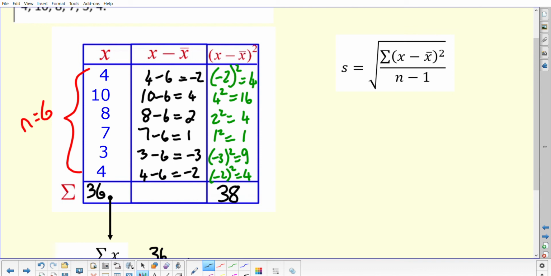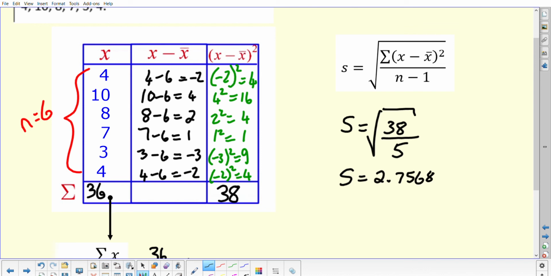And we can go straight to our formula for standard deviation, and that number, the sum of x minus x bar squared, is what's going on the top of the fraction, so we're going to have 38. Our n number is 6, but we need 1 less on the bottom this time, so that would be 5. And if you do that on the calculator, you get 2.7568, all of the other numbers, and we would round that to 2.76.